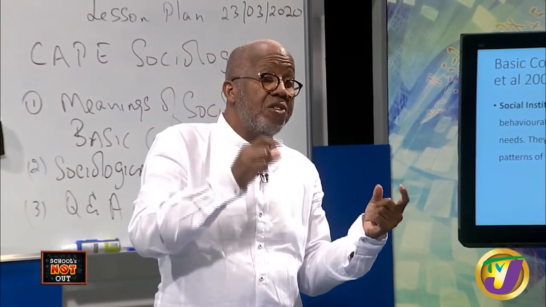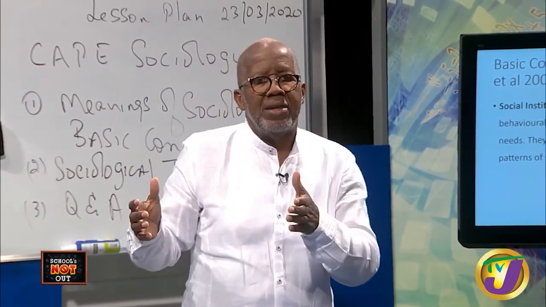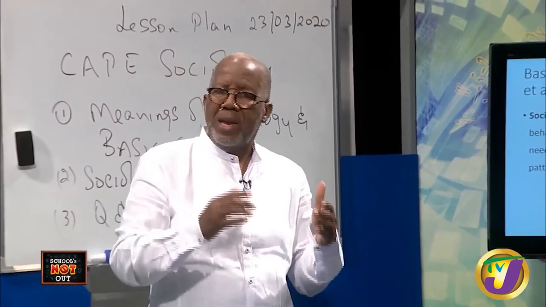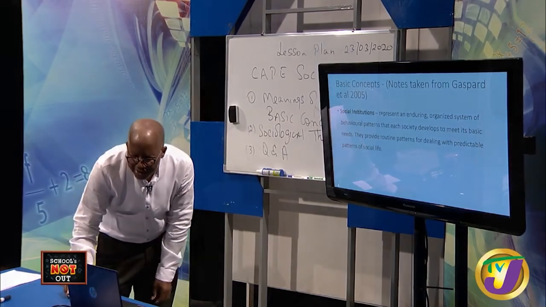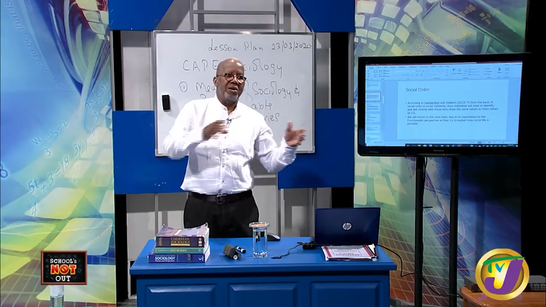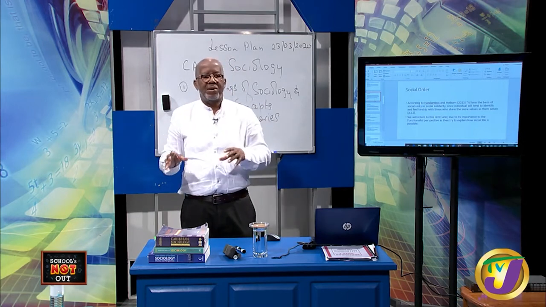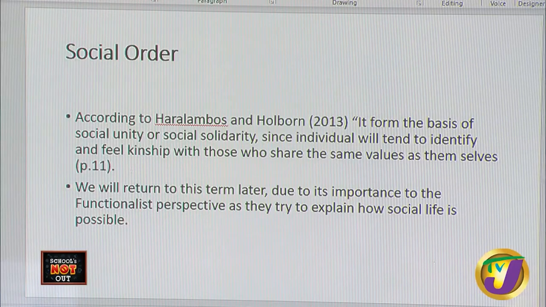And when we come to functionalism, you realize that functionalism believes that we have social order because all of these social institutions function to maintain that social order. So it is very important as we look at social institutions to consider social order, because this is the starting point for the functionalist. The Marxist conflict theorists don't start there. But in terms of social order, according to Haralambos, it formed the basis of social unity or social solidarity, since individuals will tend to identify and feel kinship with those who share the same values as themselves. So we talk about having social order.